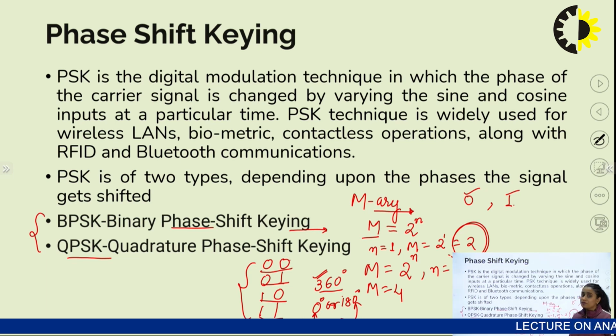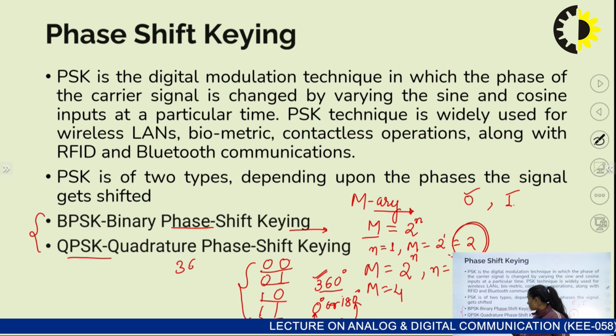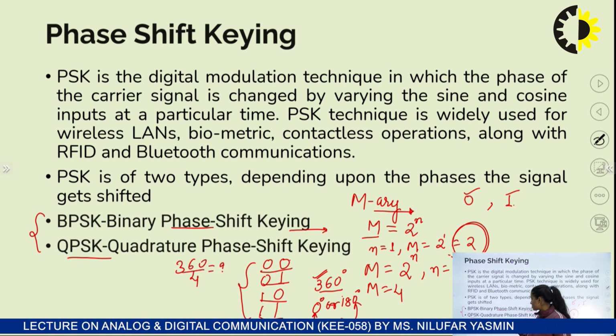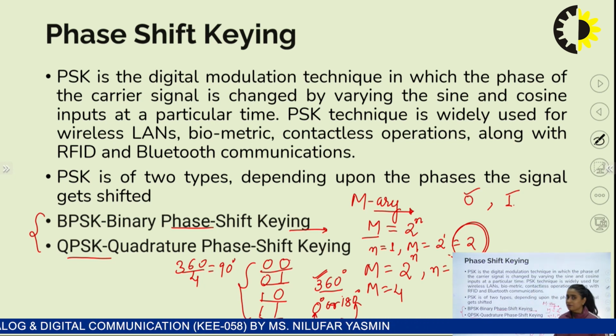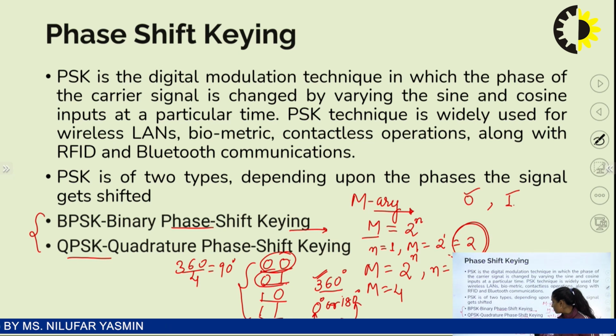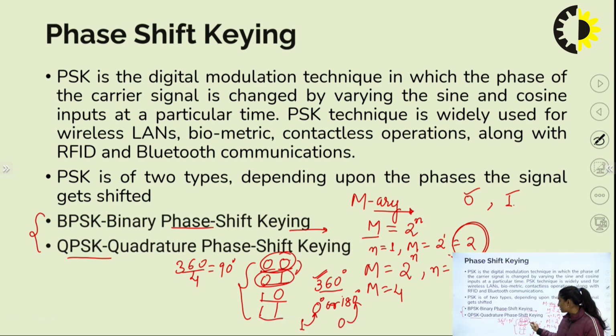Likewise, in case of QPSK, when I divide my 360 degrees into 4 quadrants, I'll be getting each quadrant of 90° phase variation. That is, my dibit will be varying from the next dibit with a phase variation of 90°, right? So these are the bases of classification. That's in brief what I've explained for now. So let's start with BPSK in detail.